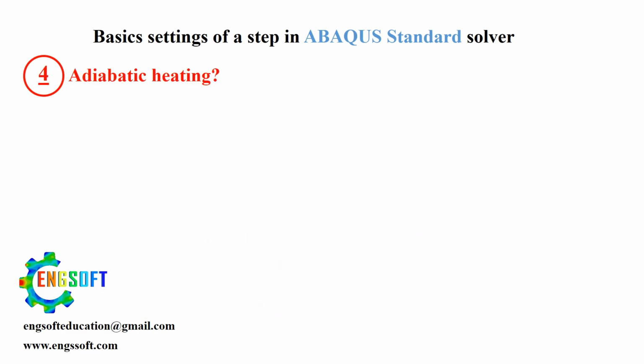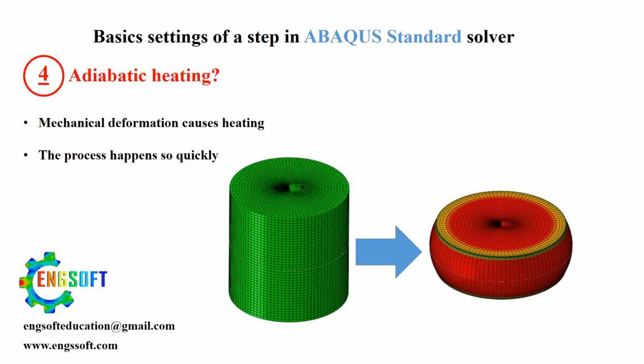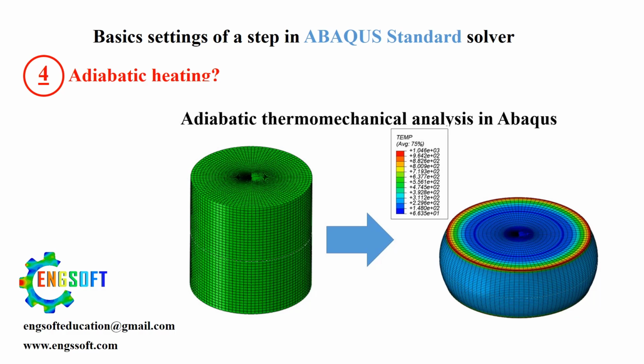The last option is adiabatic heating. This comes into play when mechanical deformation causes heating, but the process happens so quickly that the heat doesn't have time to spread throughout the material. A good example is a high-speed forming process. If you want to account for this effect in your simulation, make sure to toggle adiabatic heating on. You can also check out the example simulation with adiabatic heating in this video.